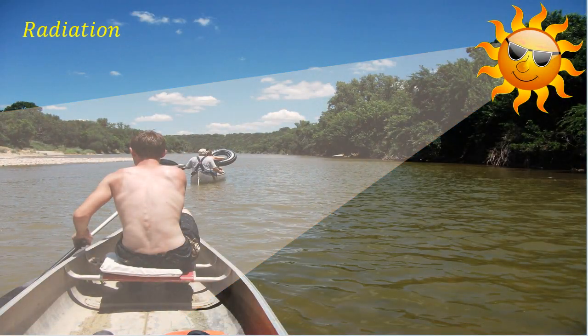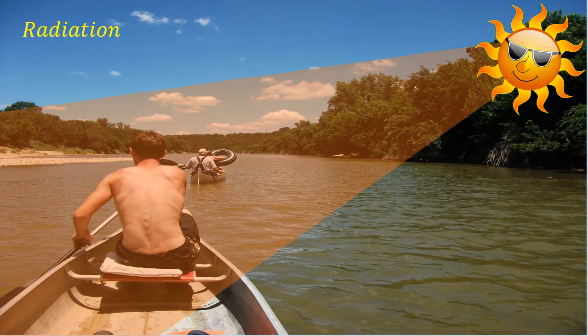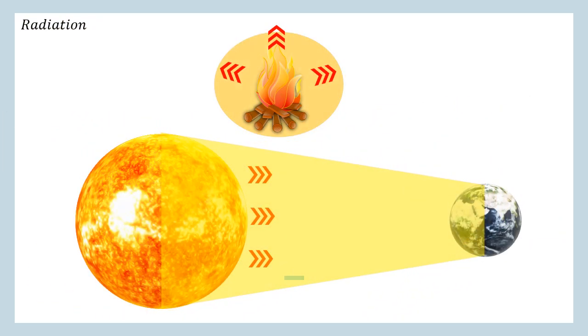Radiation, the third mode of heat transfer, is exemplified by the warmth of the sun's rays on our skin. Unlike conduction and convection, radiation operates without the need for a medium. The sun emits electromagnetic waves that traverse the vacuum of space to reach us on Earth. Similarly, near a fire, the heat experienced is radiant energy, not requiring direct contact.